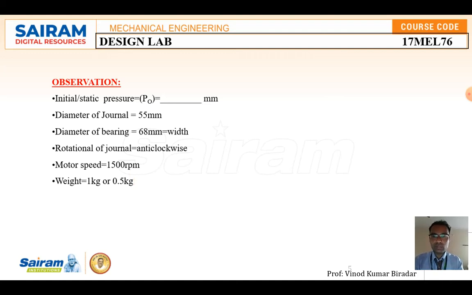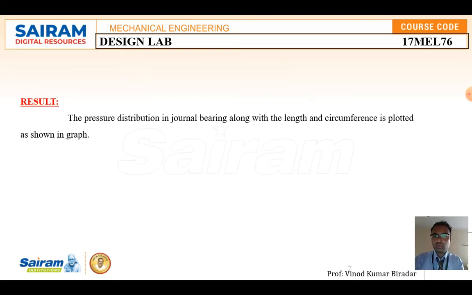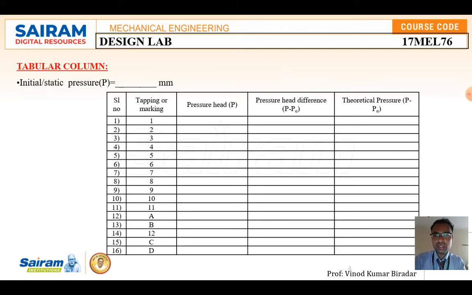You have to use 1 kg or 0.5 kg, which will depend upon the given journal bearing experiment. So this is the journal bearing setup experiment. Normally, once you plot the graph, you calculate the pressure distribution in a journal bearing along the length of the circumference, as shown in the third part of this video. So this is the main description of the journal bearing experiment.